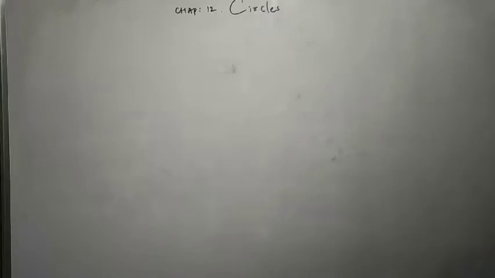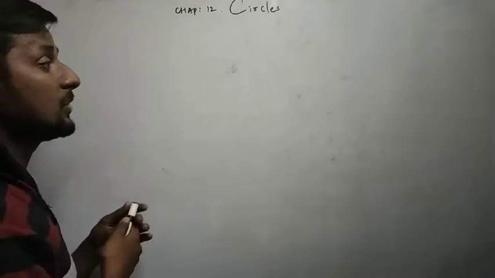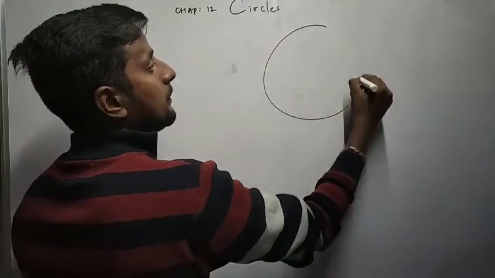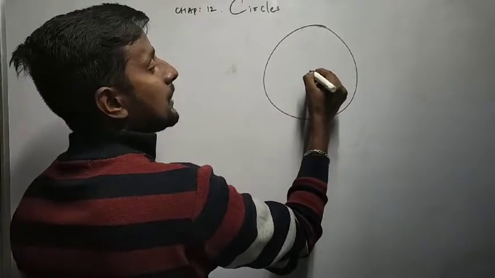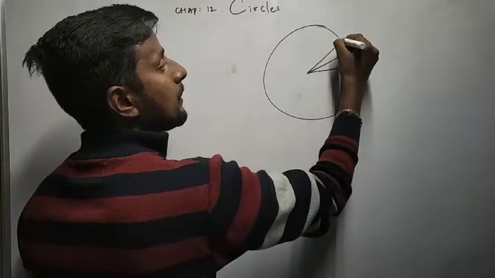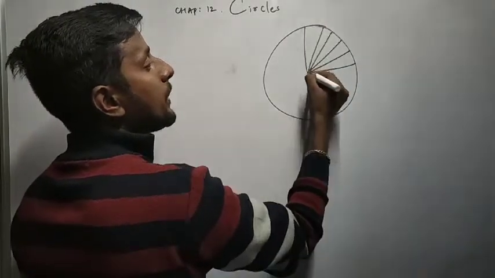Welcome back, children. Today we'll discuss the introduction of Chapter 12, that is circles. First we'll see the definition of a circle. A circle is a collection of points with a fixed distance from a fixed point.